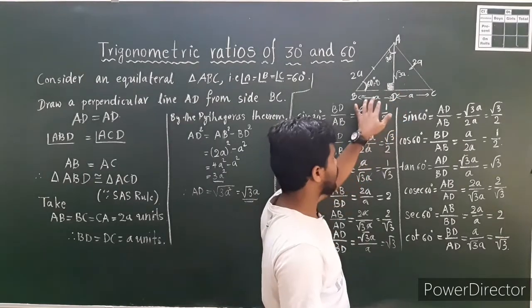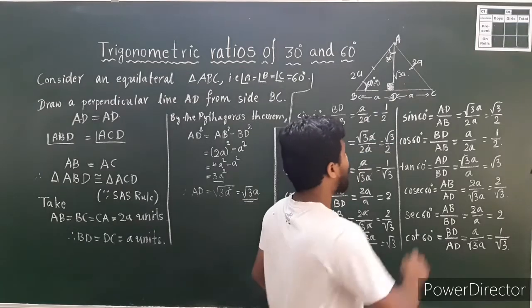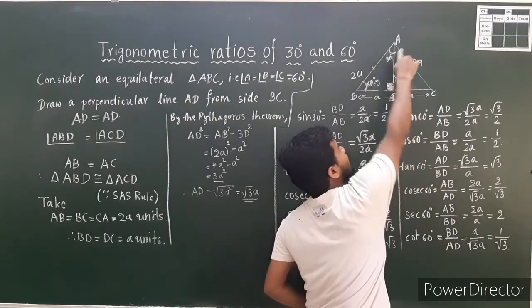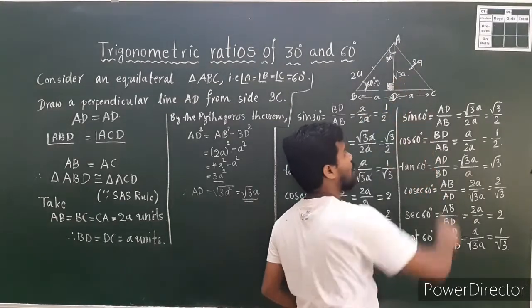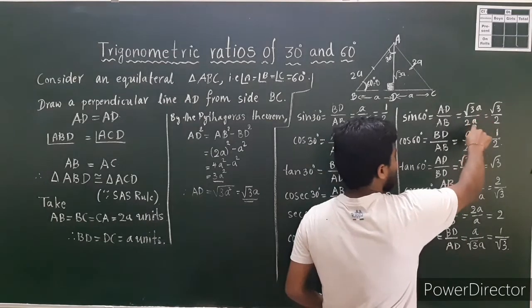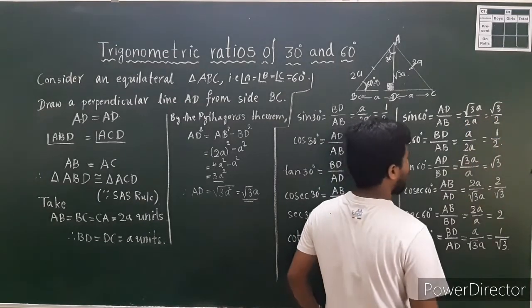So now sin 60: opposite side by hypotenuse. So opposite side AD by AB. The value of AD is root 3a divided by 2, so you get root 3 by 2.